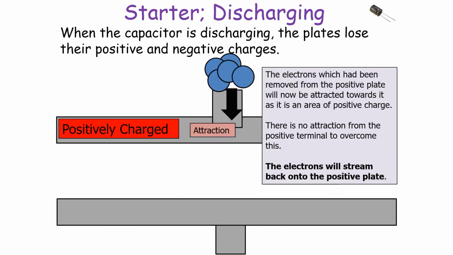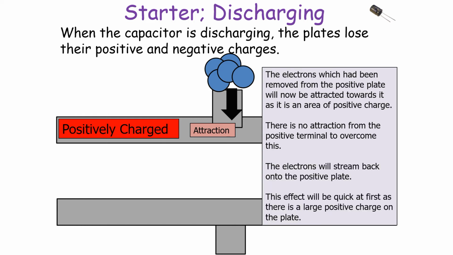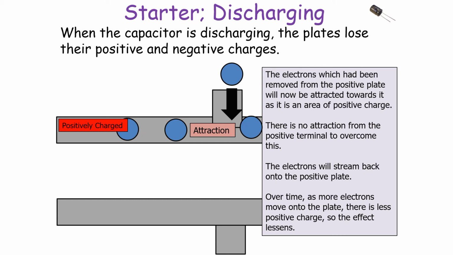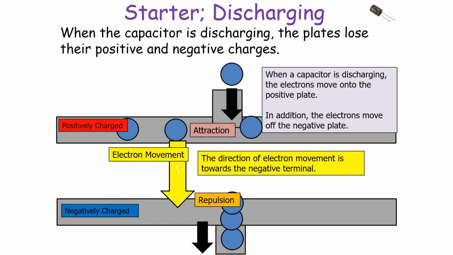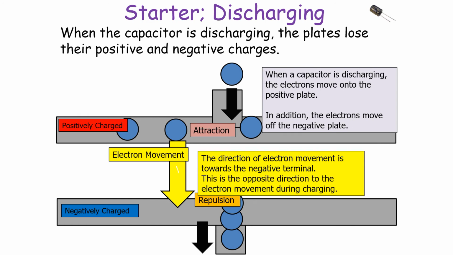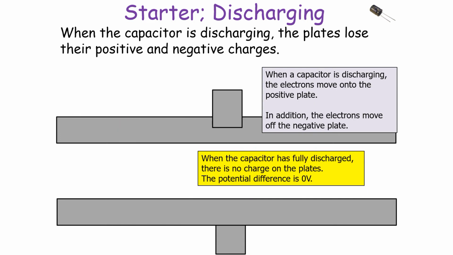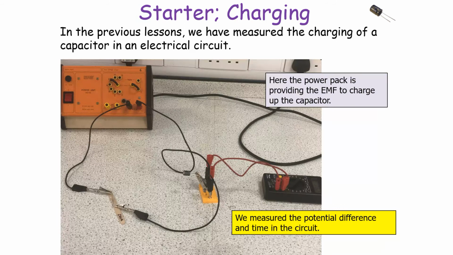Now it's also the same for the positively charged plate, except this time the electrons stream onto that positively charged plate. The effect is quick at first, but over time, as more electrons move onto the plate, the effect lessens. So discharging slows with respect to time, and the electron movement is now towards the negative terminal. It is in the opposite direction to the electron movement during charging. Now it's important to note that when a capacitor is fully discharged, there's no charge on the plate, there's no difference in potential, the potential difference is zero.